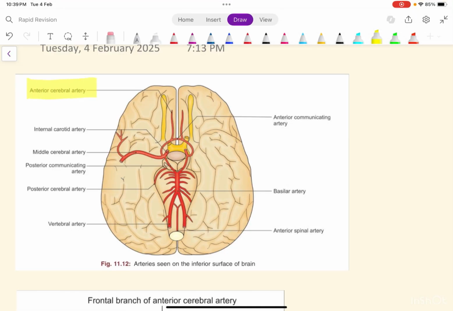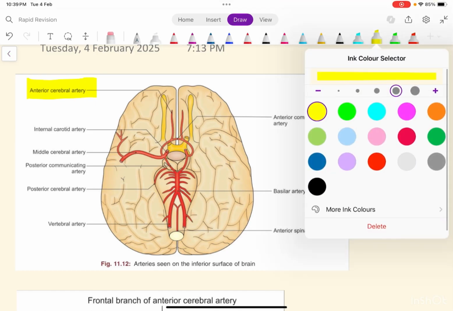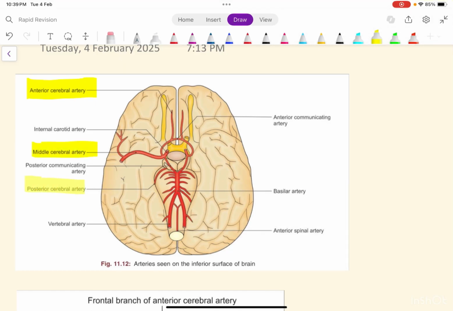First of all, I told you, just observe three things. One is the anterior cerebral artery, then you should see the middle cerebral artery and posterior cerebral artery. So the anterior cerebral artery is somewhere here, right? Then we have the middle cerebral artery. Here we had the internal carotid artery, right? This is our anterior cerebral artery. Then this is our middle cerebral artery. Then this is our posterior cerebral artery.